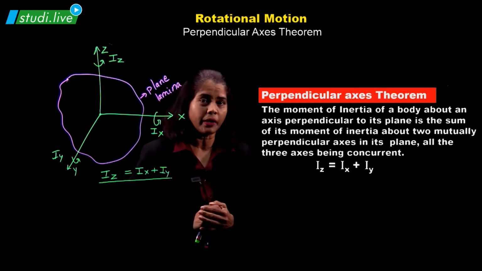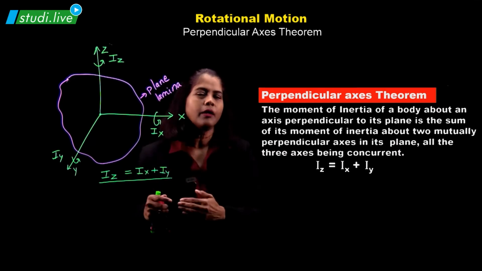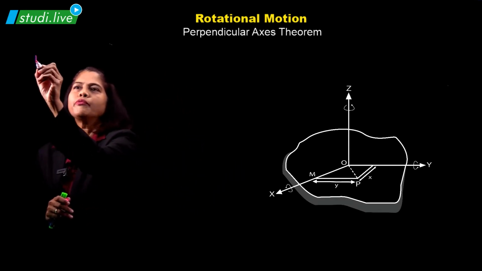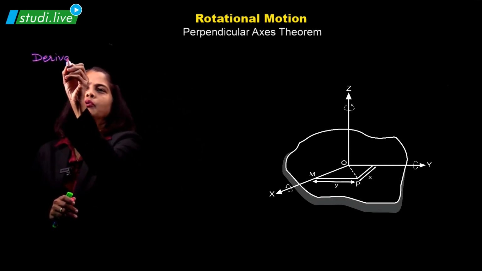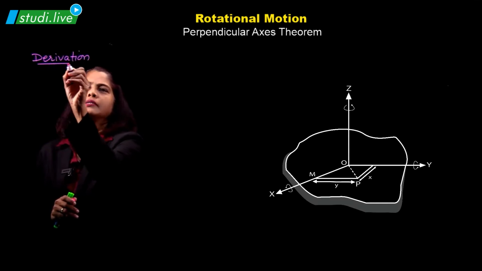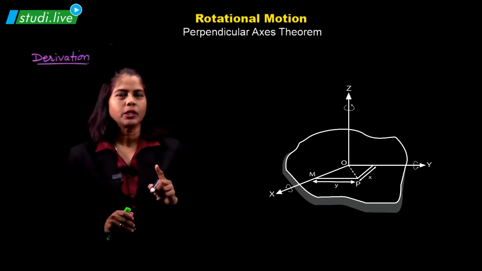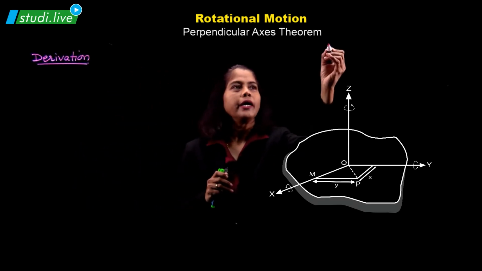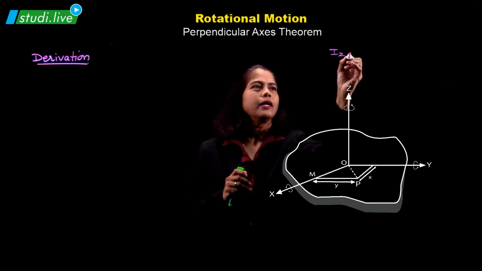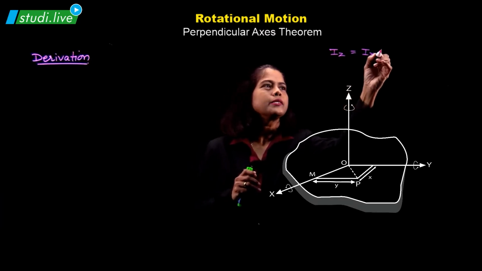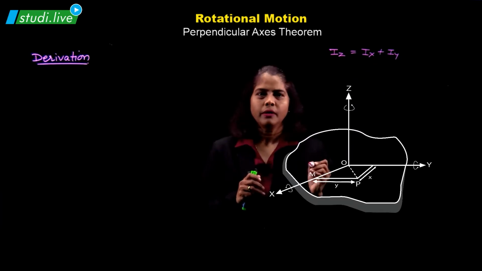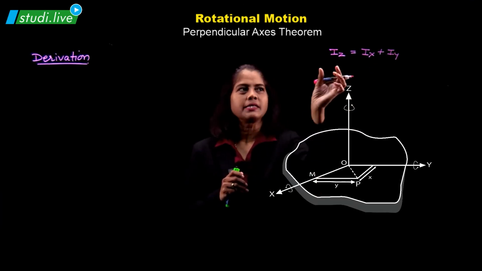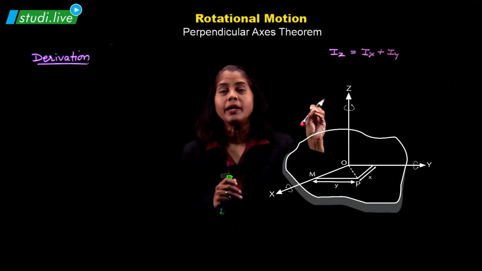You have to remember this part. And now we are going to solve the proof derivation for this. Okay, let us do the derivation of it. So, the derivation we are going to do is for the perpendicular axis theorem. Already we have learned about the statement, and what was the statement, students? It was Iz is equal to Ix plus Iy. Correct? Here x and y are the mutually perpendicular axes and z axis is perpendicular to the plane lamina.